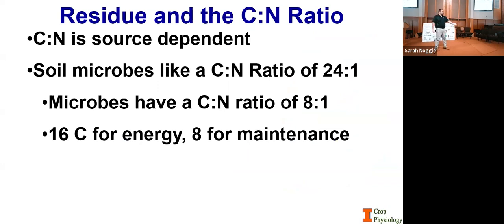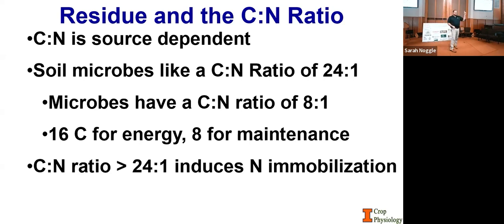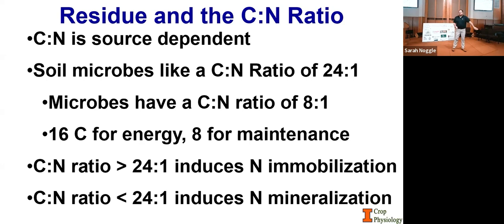So you need 8 to maintain your biomass, 16 to do that, 24 total. 24-1 is the ratio that they like. And if you are above that, you induce nitrogen immobilization, as we're going to eat nitrogen up as we break down and get into the carbon. But if you're below that, you're releasing more nitrogen than you need as you take that carbon and sequester it. So that's actually going to be mineralization.